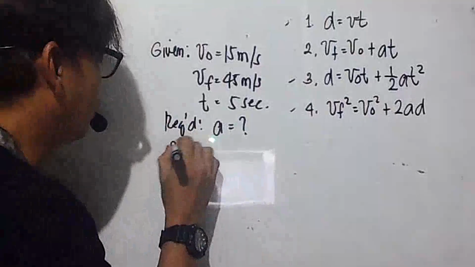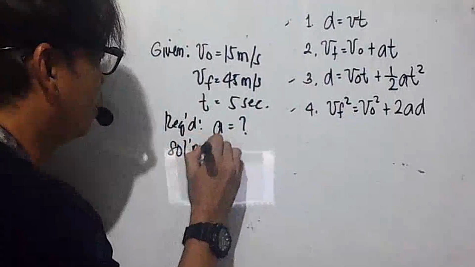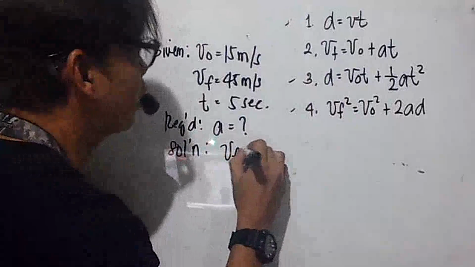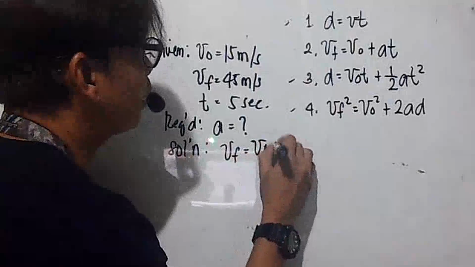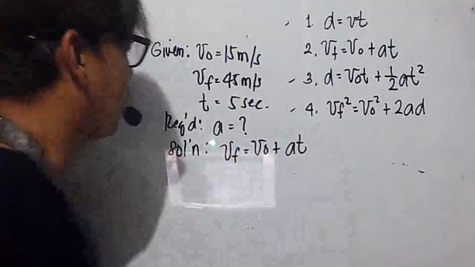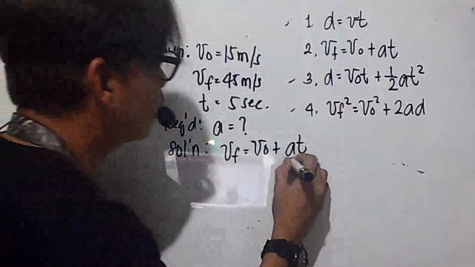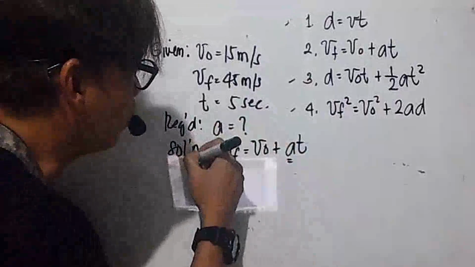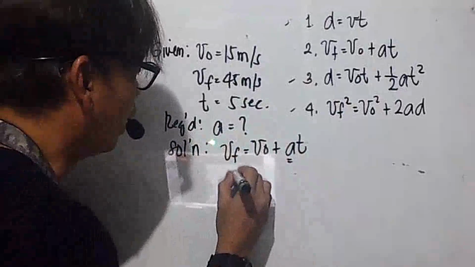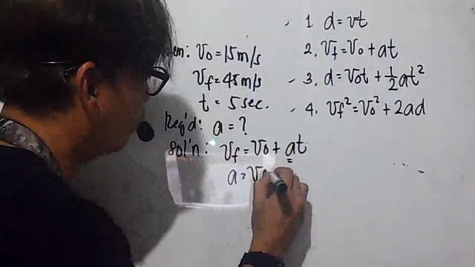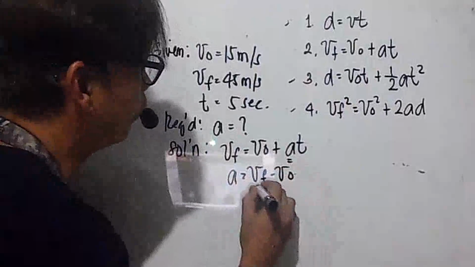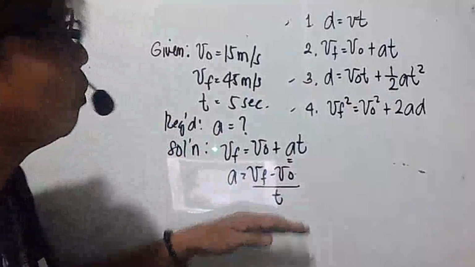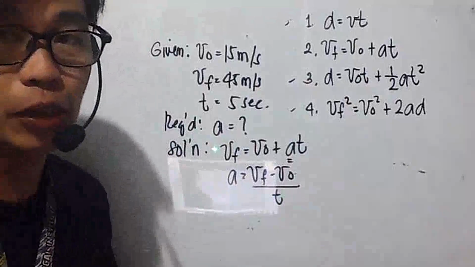Okay, so your solution now is equal to, let's write the formula first. It is the final velocity equal to your initial velocity plus acceleration multiplied by time. Okay, so we're looking for acceleration, so we need to isolate A. So transposing VO, we have A is equal to VF minus VO, divided by, cross multiplying time, all over T. So this will be our equation in looking for the average acceleration.